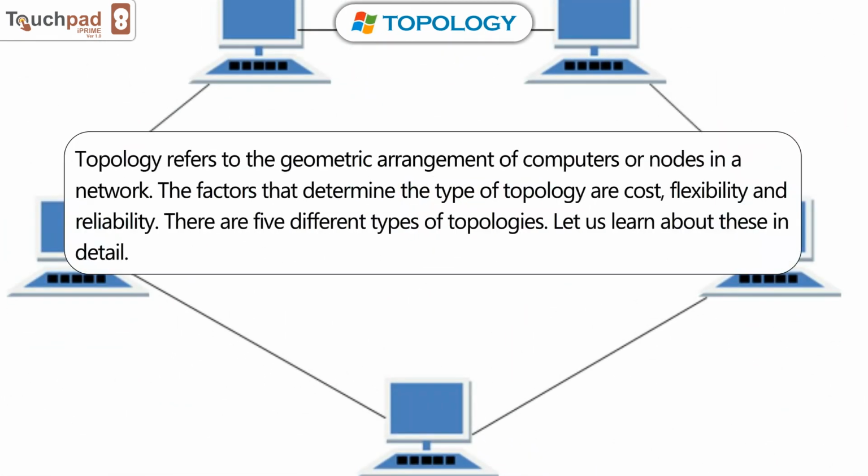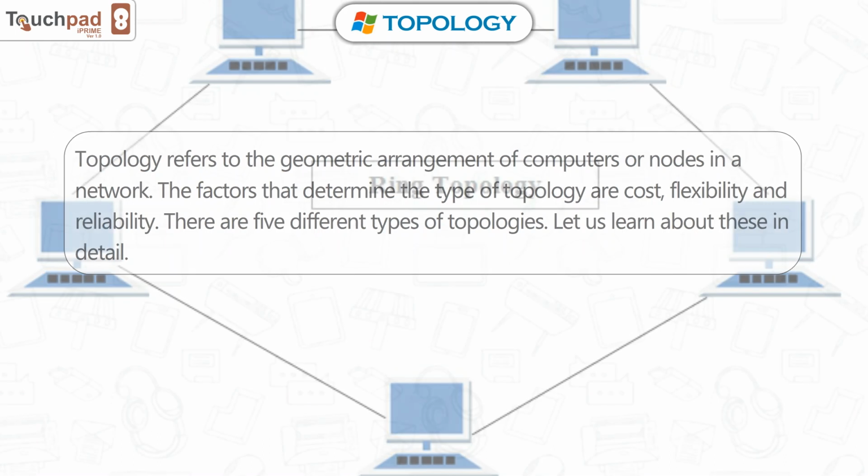Topology refers to the geometric arrangement of computers or nodes in a network. The factors that determine the type of topology are cost, flexibility, and reliability. There are 5 different types of topologies. Let us learn about these in detail.